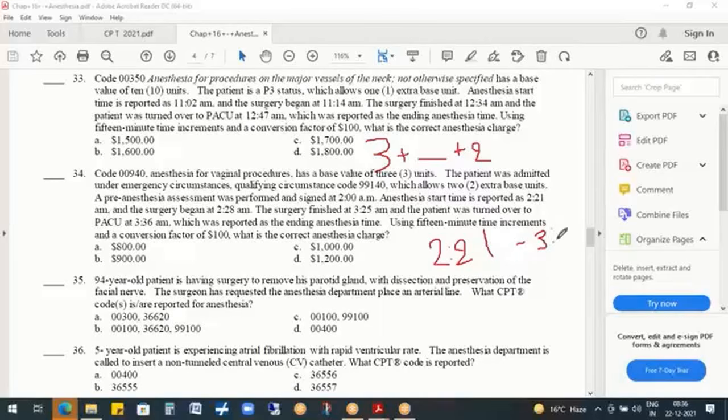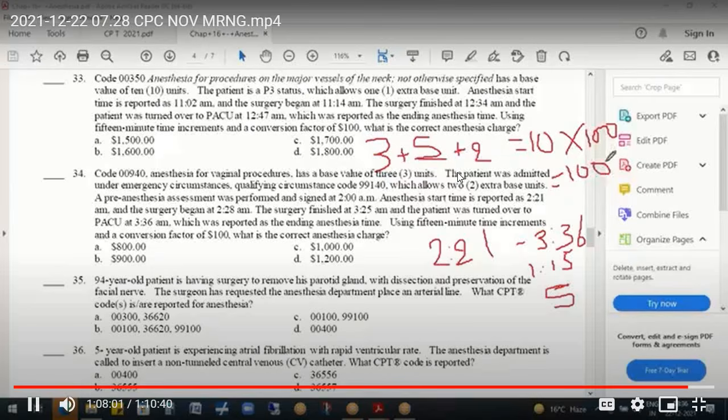Then what is the total time? 1 hour 15 minutes. 1 hour equals 4 units. Total how many units am I getting here? 5 units. I am entering 5 for time. 3 plus 5 plus 2 will become 10. What is the conversion factor? 100. 10 into 100 will become 1000. Is it?